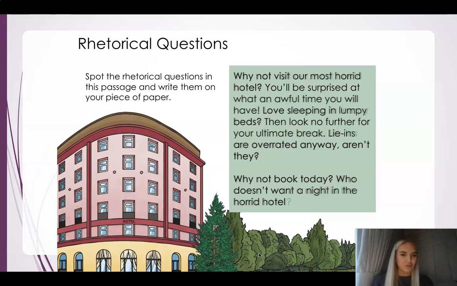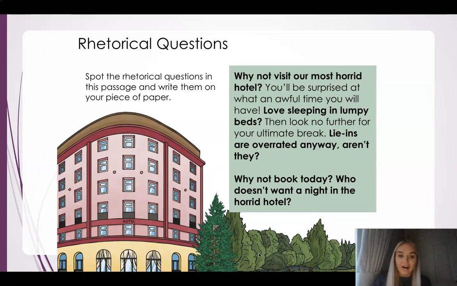Did you manage to spot all the rhetorical questions? There they are. They are all questions because we know they have a question mark on the end, but also they don't need an answer and they make you think about what you're reading.